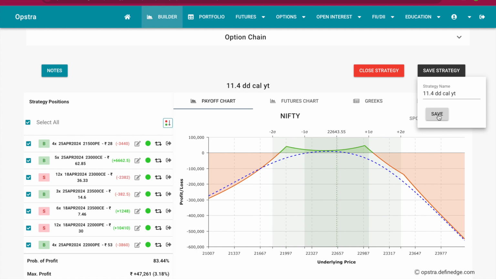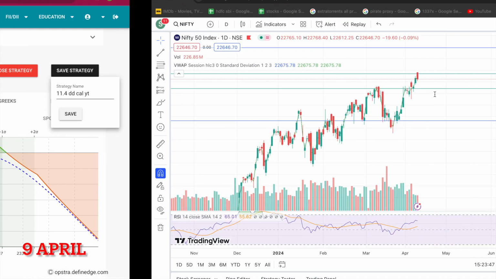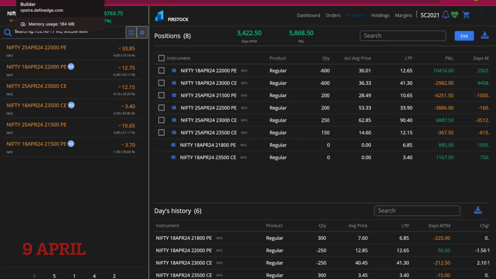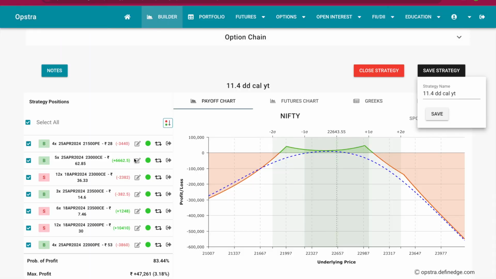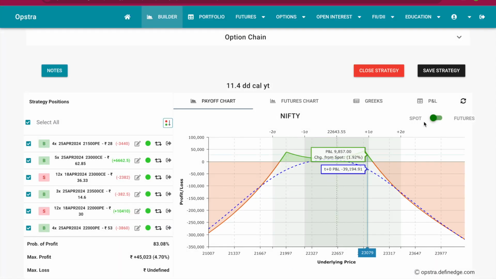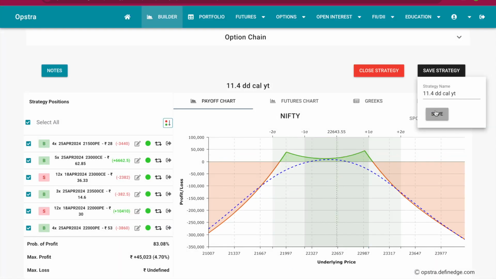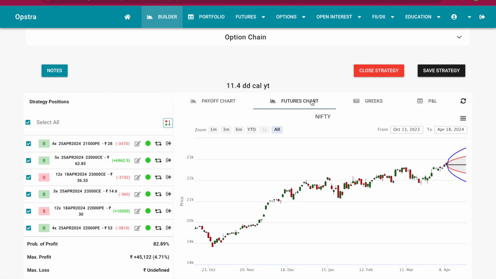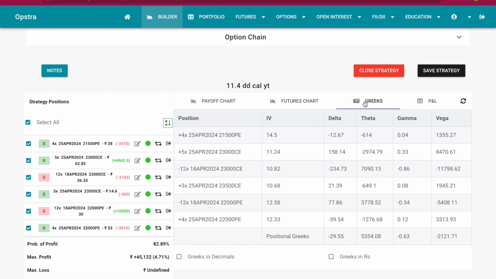We have saved the strategy. The overall India VIX has reduced, but that's fine. We have to kill this 23,500 call sell. Here we have killed the 23,500 call sell, and this is the new strategy. Now there will be some problems, like if you check the futures chart and the Greeks, Vega has become negative.